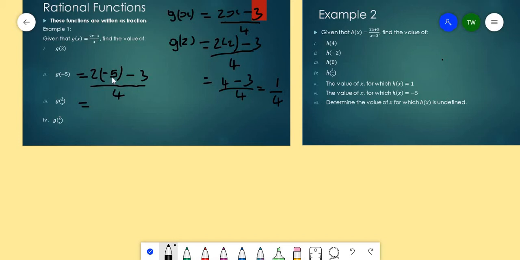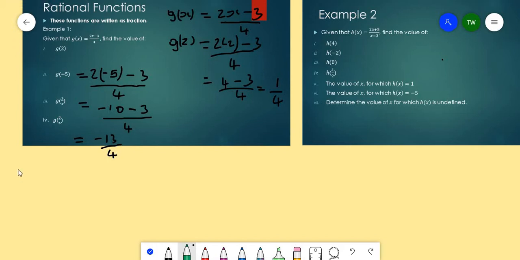So 2 times negative 5, that's going to give us negative 10 minus 3 all over 4. And if we simplify our numerator, negative 10 minus 3, that's just negative 13 over 4. So therefore, g of minus 5 is equal to negative 13 over 4.